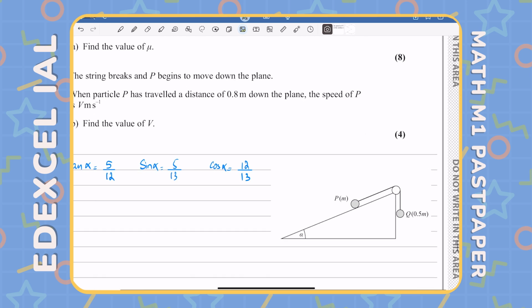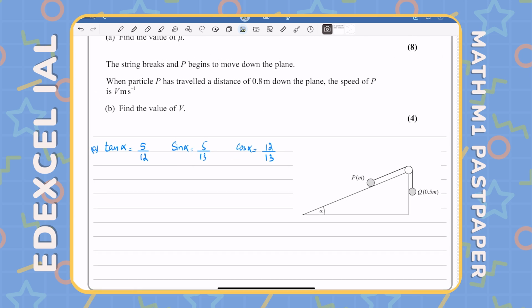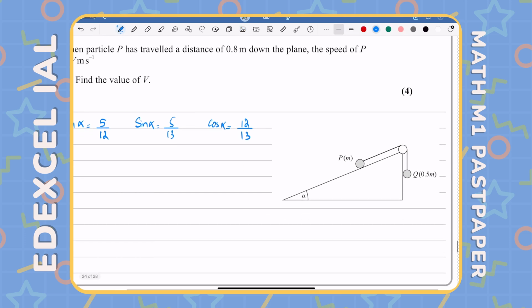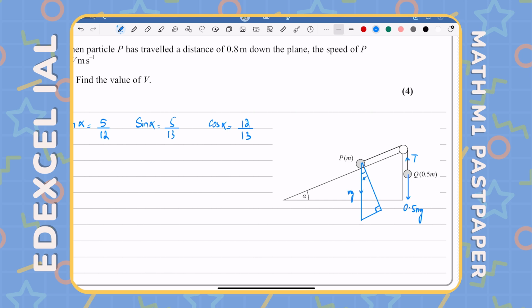So the first thing we want to do is break down the forces. Okay, so let's start with Q because it's easy. So we know that there's the weight of the particle acting downwards, that would be 0.5 mg. Tension acting upwards. Now let's talk about P, the weight acting downwards. Okay, then this is the component perpendicular to the plane. This is the component that is parallel to the plane. So this will be alpha. The weight would be mg. Okay, and this would be mg sine alpha. And this would be mg cos alpha.